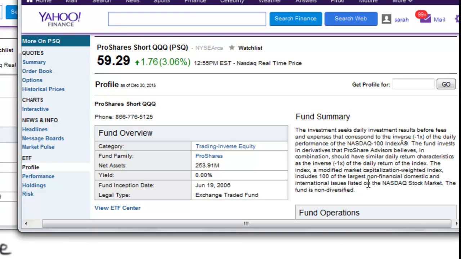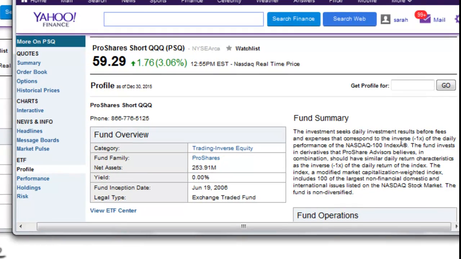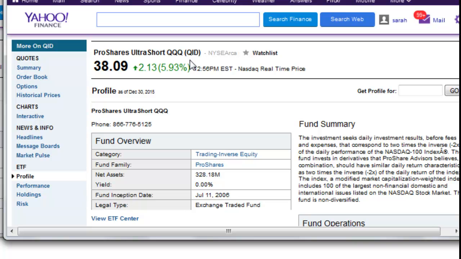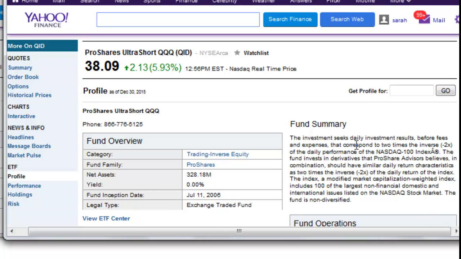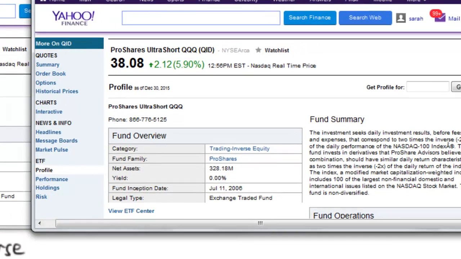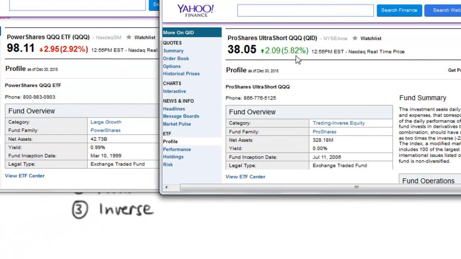Now, you can get an ETF that goes down 2 times. So let's take a look at that. And that is the ProShares UltraShort. QID is the symbol. Let's look at what it says here. Investment seeks daily results before fees and expenses that correspond to 2 times the inverse, 2x. And so this should be up fundamentally double what the market is down.